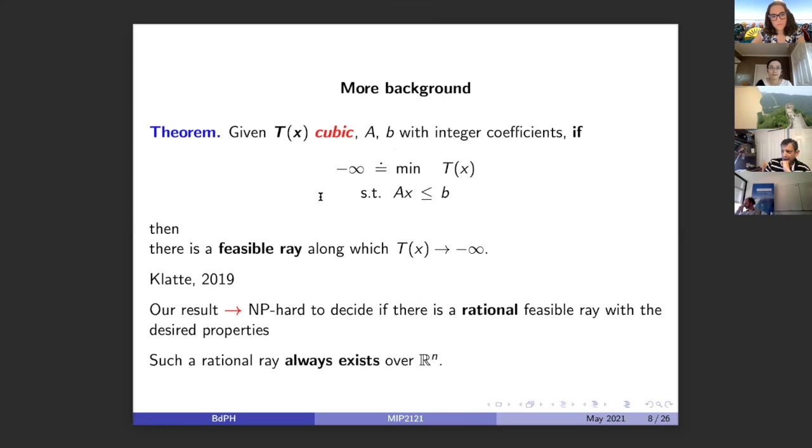Now, if we did not have a polyhedron, if we did not have the linear inequalities, if we just had Rn, then such a rational ray always does exist. So the fact that we are restricted to lying in the cone of feasible directions is the problem.